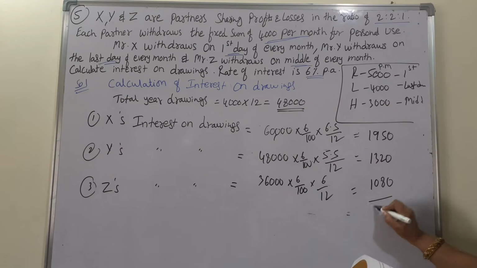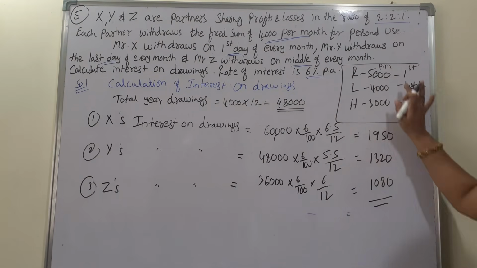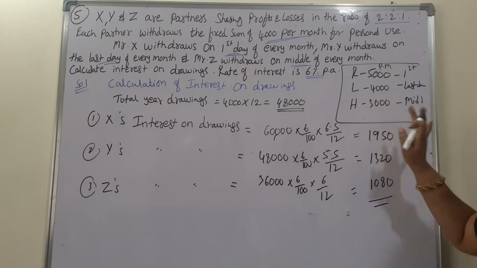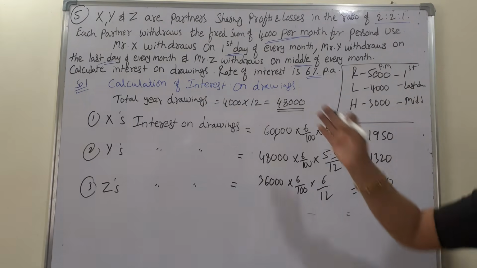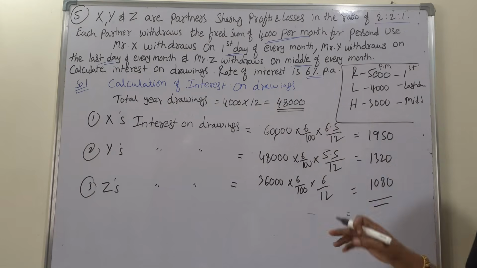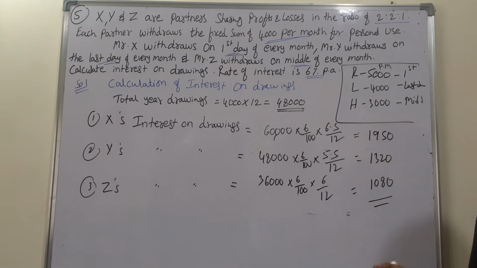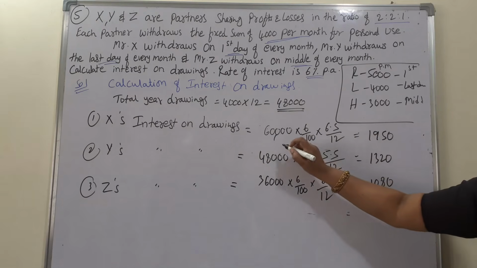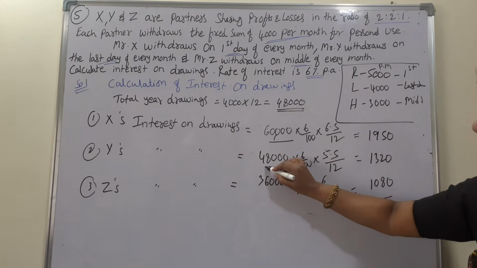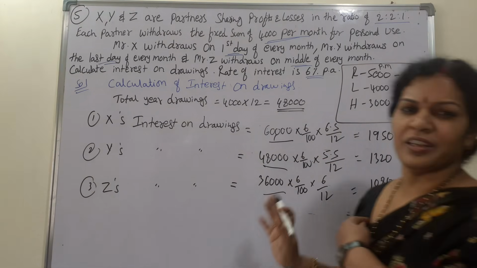So the difference between the previous problem and this problem is that the drawings amount is varying. There it was consistent, once you calculated, the same for all. Now in this problem the amount is different, so for everyone we have calculated: for Ram 60,000, for Lakshman 48,000 and for Hanuman 36,000. That's the difference, and the calculation is the same.